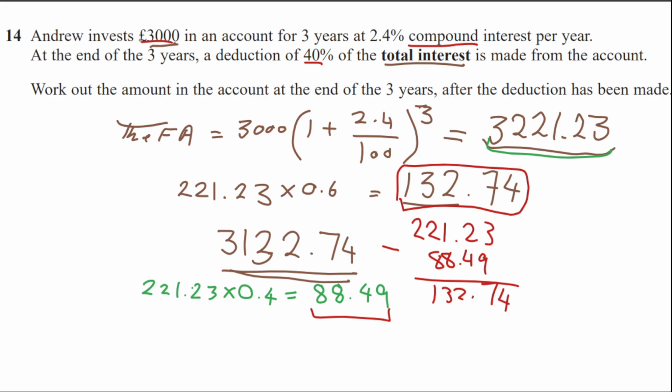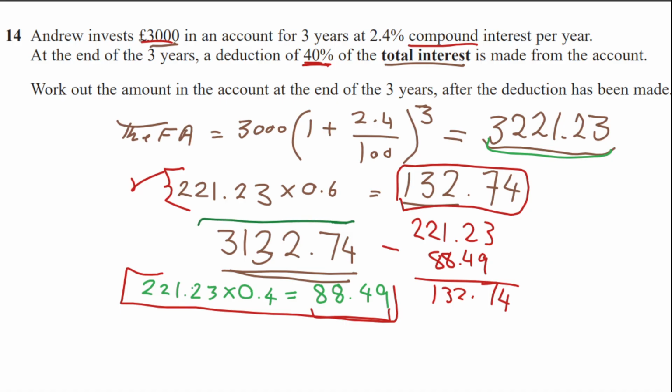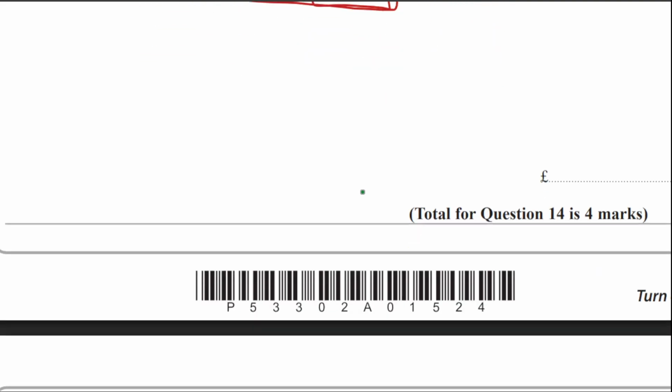So it's up to you. You can do it this way because they deducted 40%, so that means we kept 60% for him. We didn't deduct 60%. You can do it directly like that, or you can do the deduction and then deduct it from the total profit. And that's it. So how much is in his account after 3 years? It's this amount: 3,132.74. Was it easy?